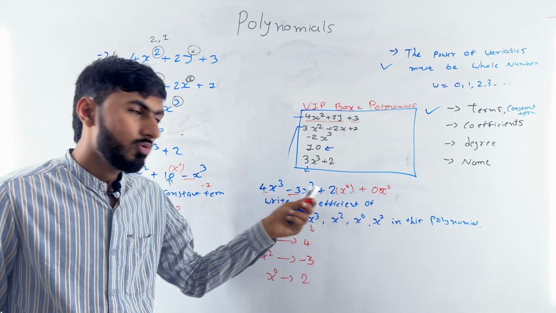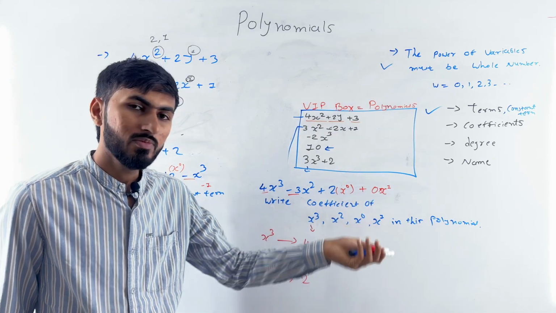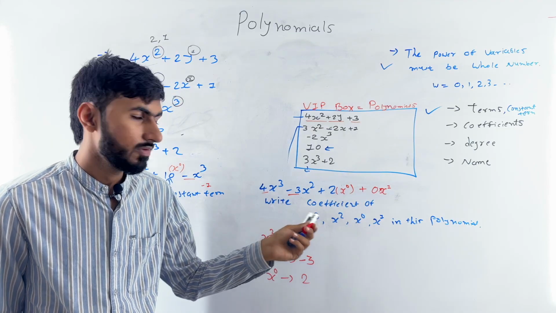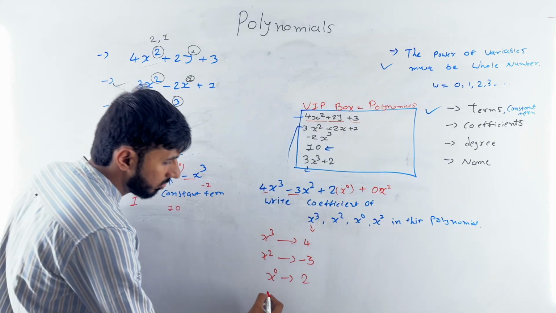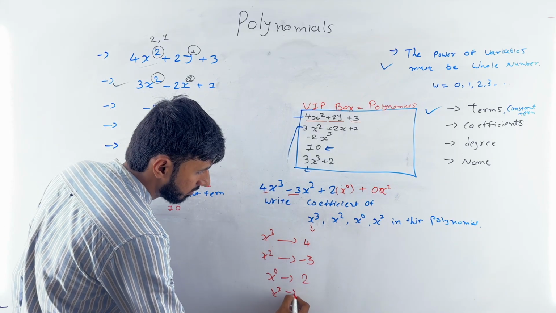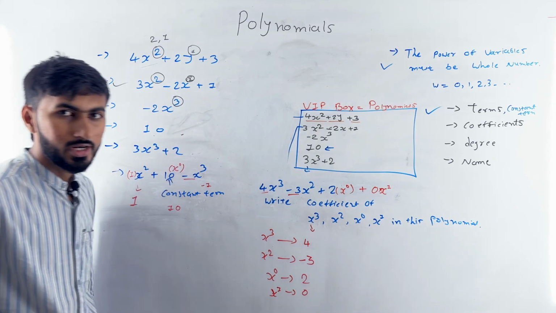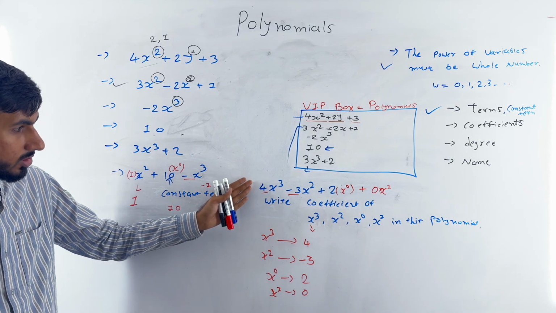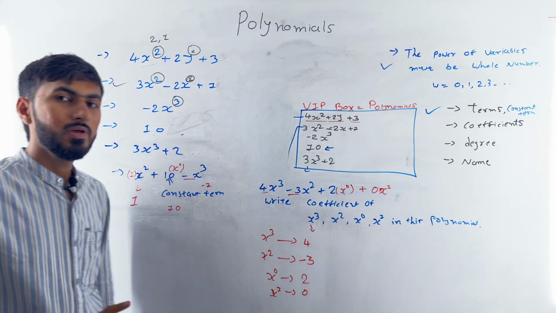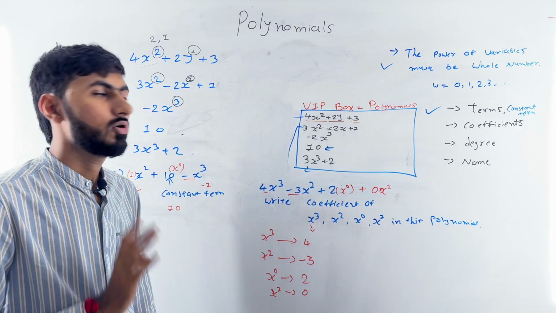Does it affect the polynomial? No, because 0 multiplied by something will be 0. So it does not affect anything. So the coefficient of x power 1 in this polynomial will be 0. Very easy. So if you understand this example, it will be very easy for any polynomial to find a coefficient, right?